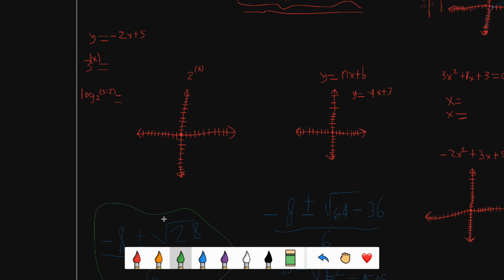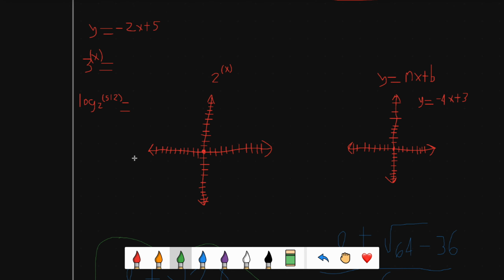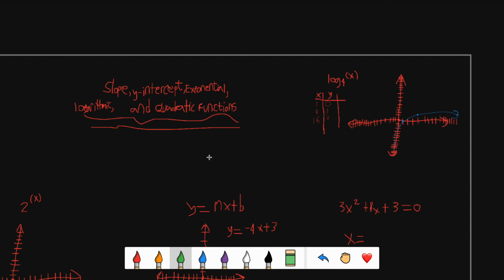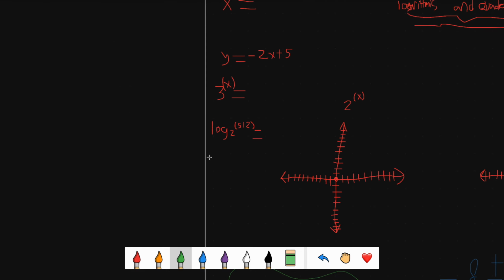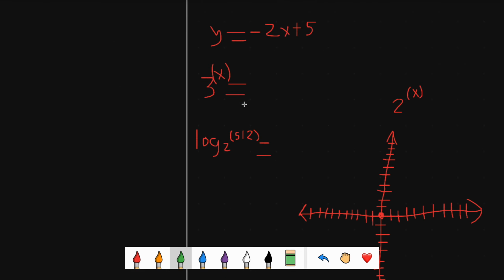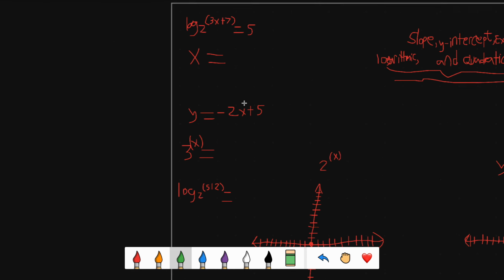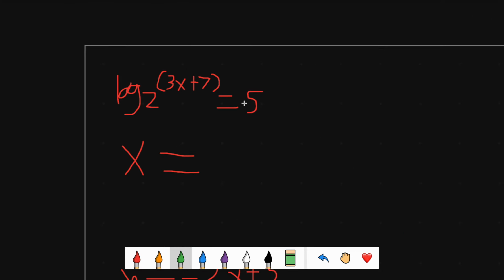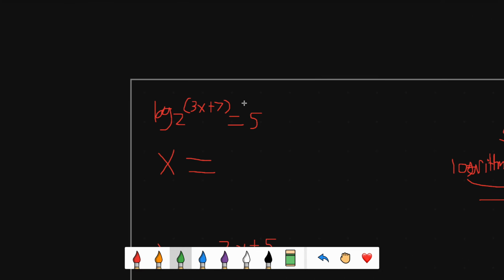So that's how you do this. Now, what about this? I think I already did this, didn't I? I think we already did that. So now let's talk about this. Now we're gonna talk about logarithmic functions.